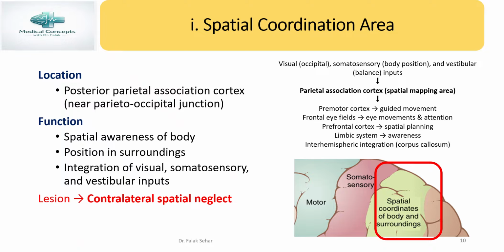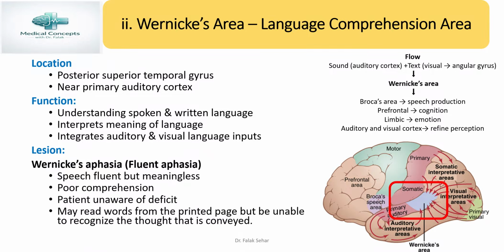Clinically, lesions in this region cause contralateral spatial neglect syndrome, where the patient ignores one side of the space. For example, he or she may leave food on one side of the plate, dress only one side, or draw incomplete objects. Now coming to the second and the most important area, that is Wernicke's area.